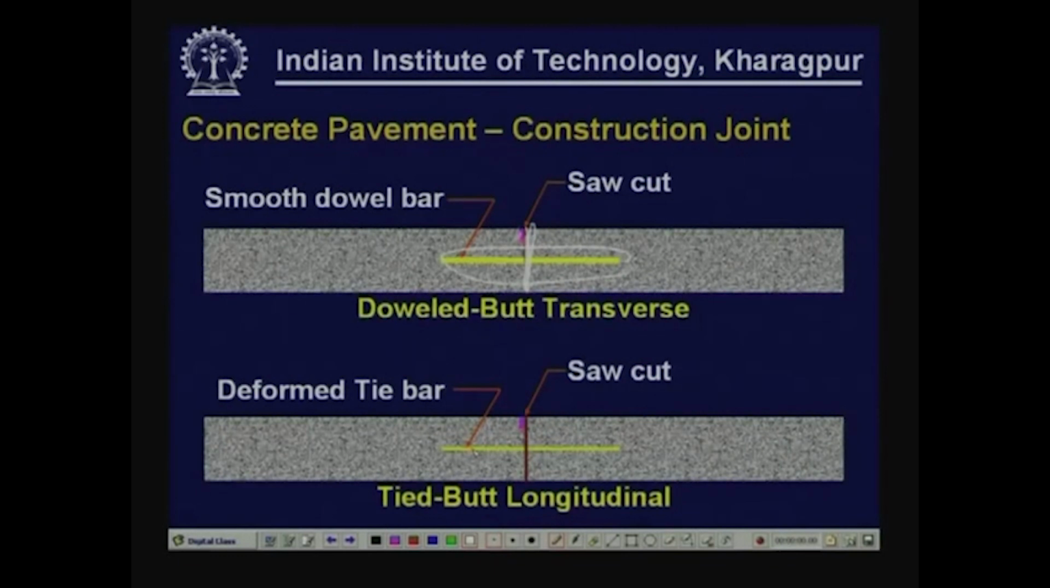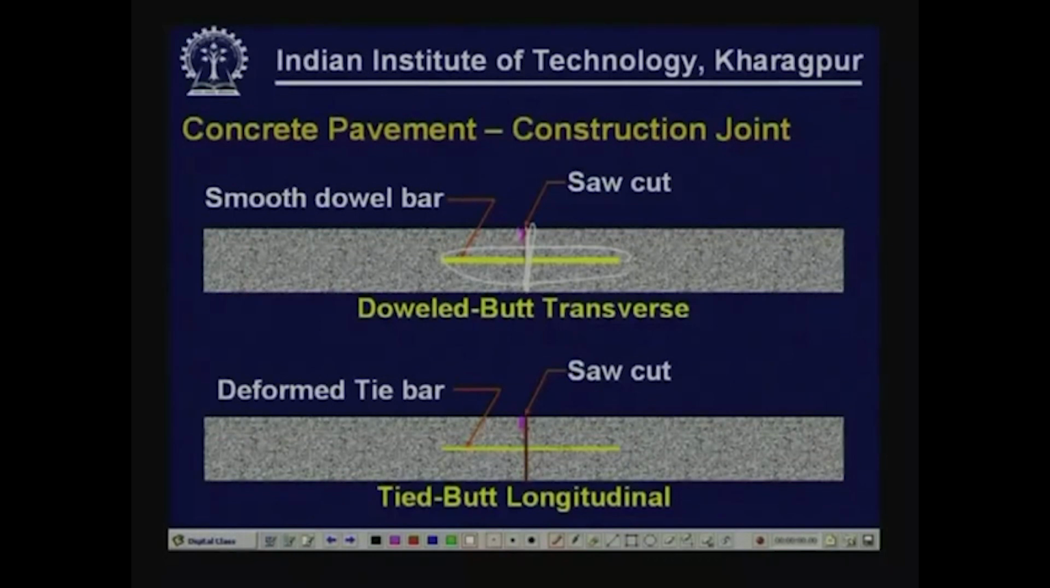But where load transfer across the joint is not a major problem, especially for pavements where there is not much heavy traffic, for low volume roads, you may not provide dowel bars. We can just keep them together by using tie bars. Okay. So, this also is a butt joint. Again, these can be provided along longitudinal joints.